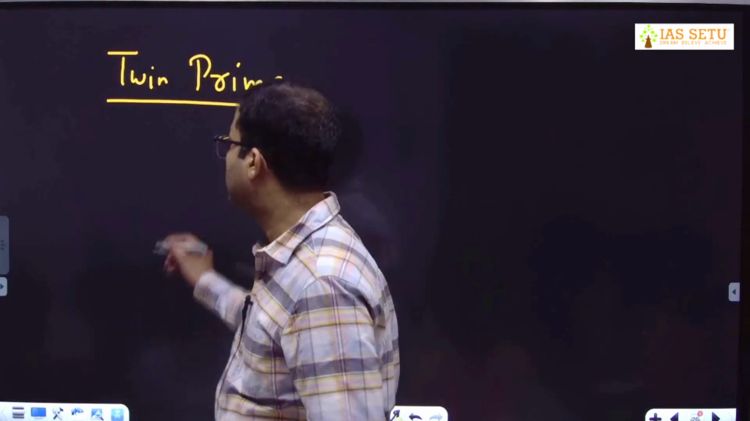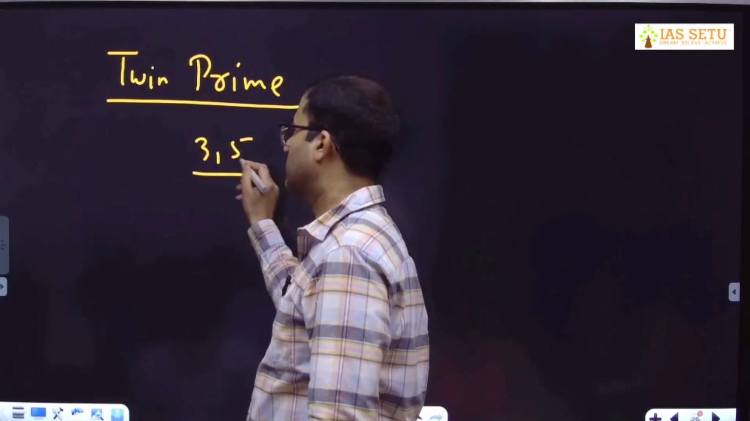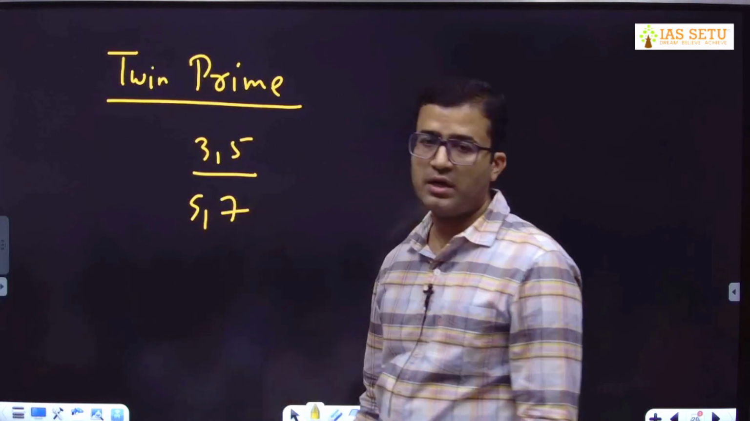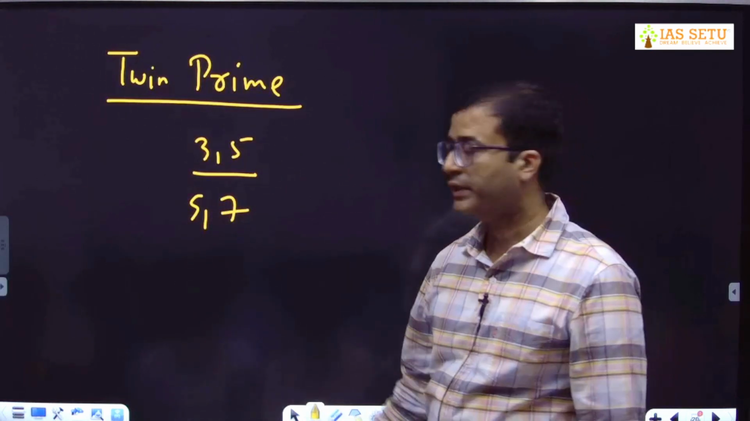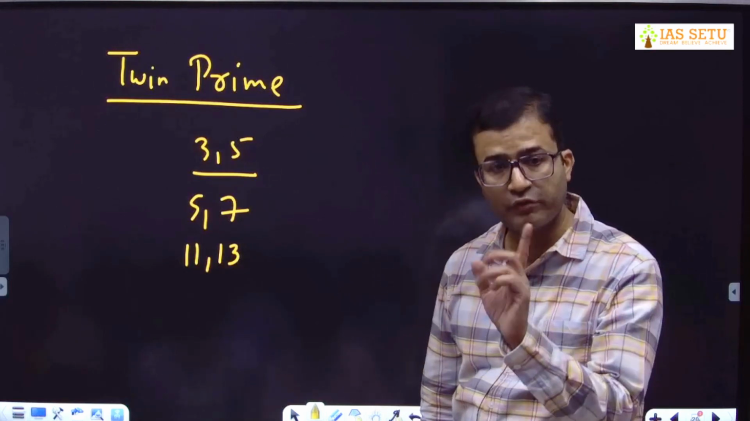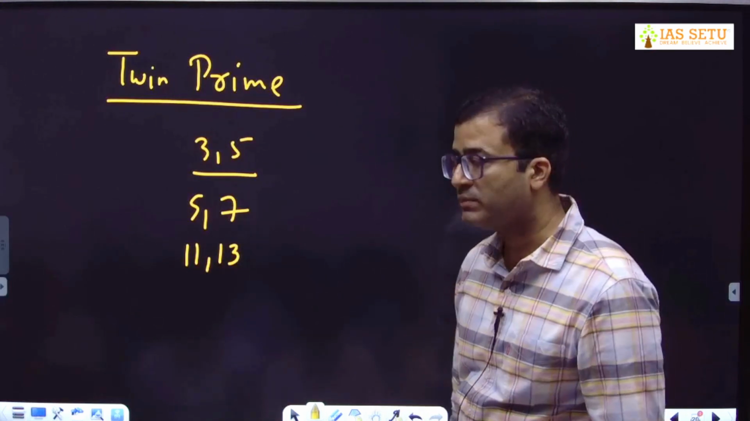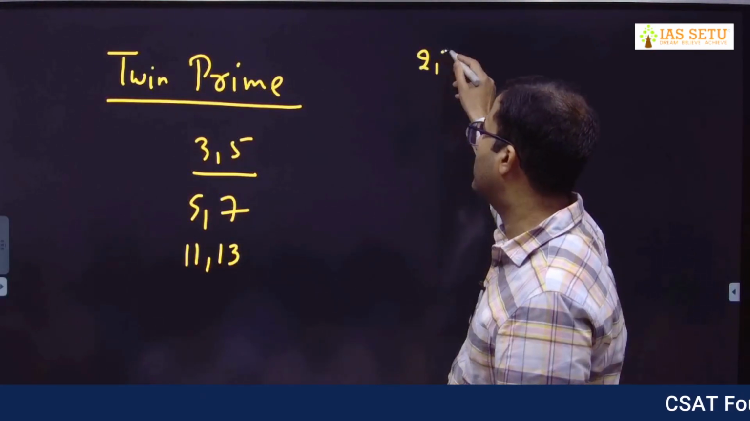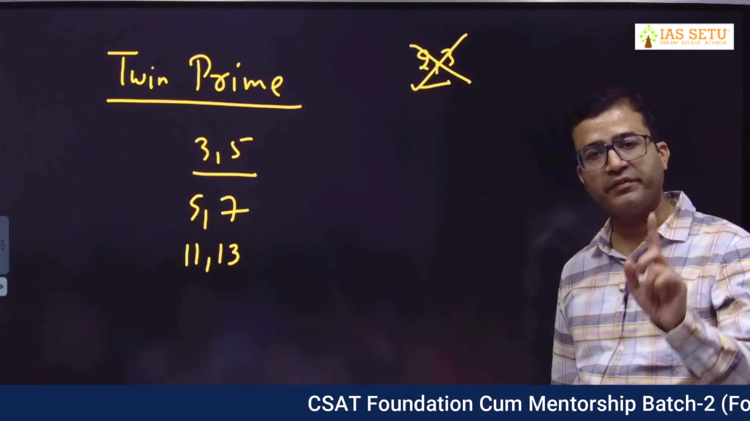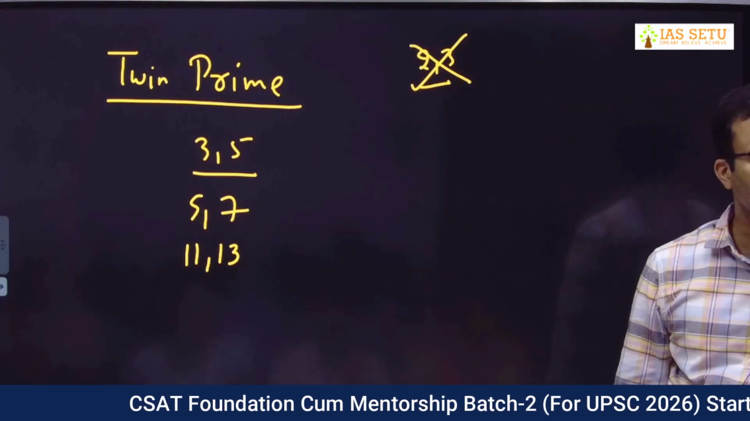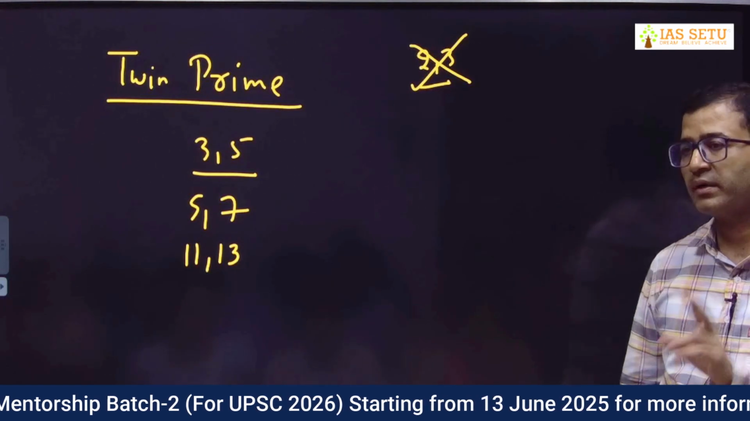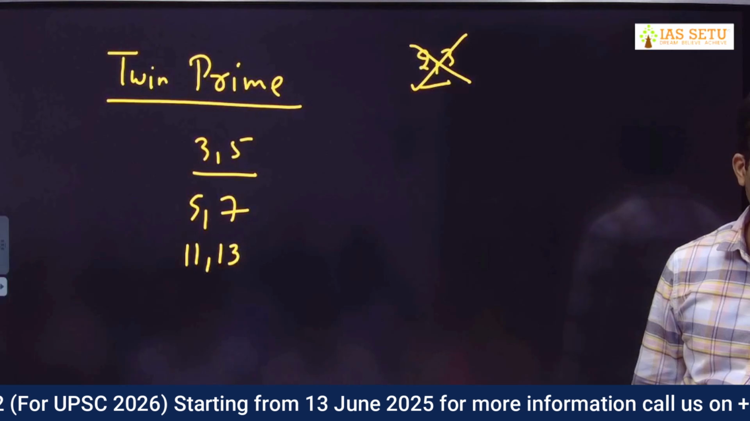I give you examples. 3 and 5 are twin primes. 5 and 7 are twin primes. 11 and 13 are twin primes with a difference of exactly 2. Then some student asks, sir, can we take 2 and 3 as twin primes? I will say no. These are consecutive, but their difference is 1. It has to be a difference of exactly 2. Two consecutive prime numbers with a difference of exactly 2.